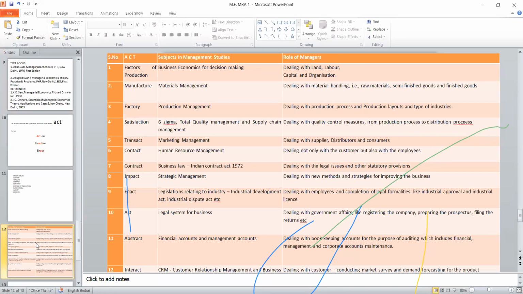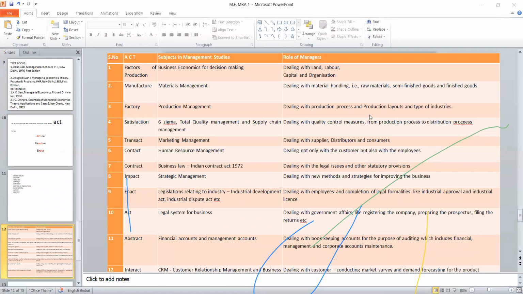Then apart from that, impact, we have one subject called strategy management. It will deal with how to improve the business, how to expand the business, where we have to take the risk, and how to take a decision in an uncertain situation. All these things come in that particular subject.